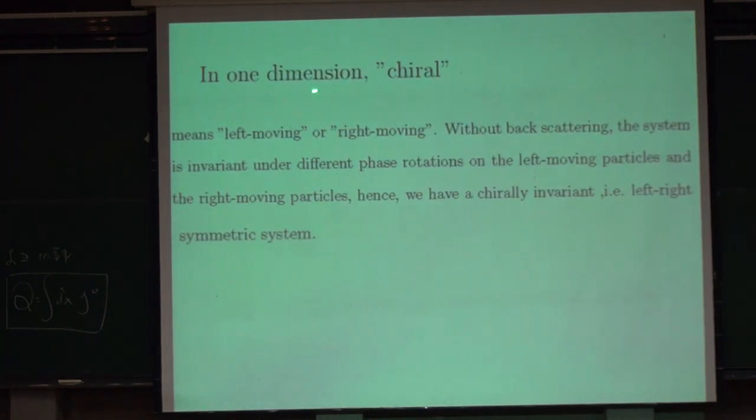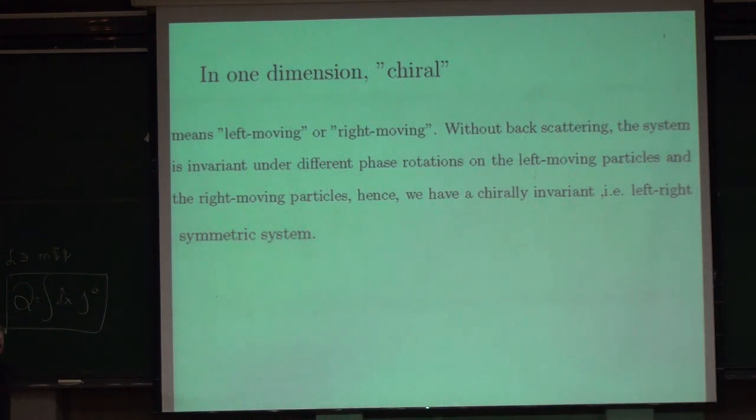And again, I remind you, in one dimension, chiral means left moving or right moving, and without backscattering. Backscattering means that a particle is moving to the right and somehow scattered with another particle and moves 180 degrees to the left. So this is backscattering. If there exists a mass term in the Lagrangian, this mass term would give you backscattering, right? Because the right moving turns into left moving.